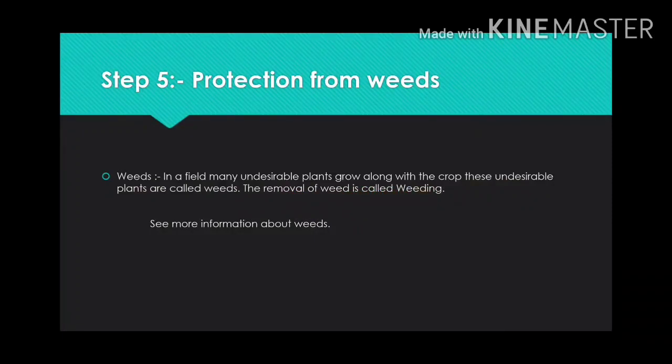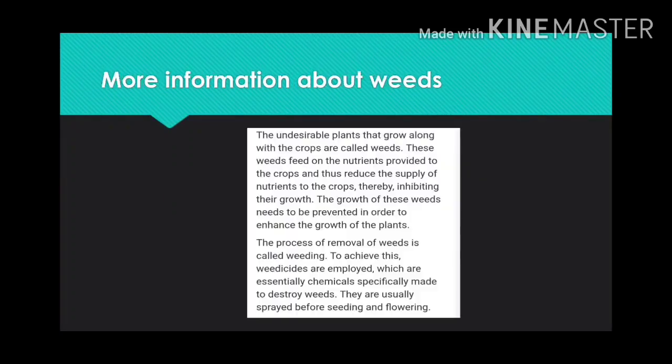When you go to the farm, you see many undesirable plants which are not necessary. They are called weeds. They can be prevented by tilling, which is done before sowing the seeds. Another method is spraying chemicals called weedicides. But weedicides can be harmful for the farmers. Now let's see more information about weeds.